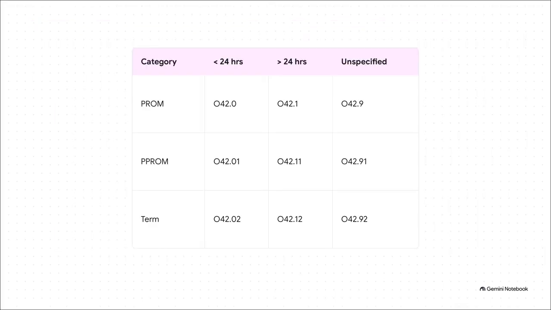I absolutely love thinking about this as a 3x3 decision matrix because it makes picking the right code virtually foolproof. Imagine your rows are gestational age: general, preterm, and full term. Your columns track the latency period, so rupture to labor in under 24 hours, over 24 hours, or unspecified. You just find the intersection of those two facts, and boom, you land on the exact correct code family, whether that's the O42.0 series, O42.1, or the unspecified O42.9.